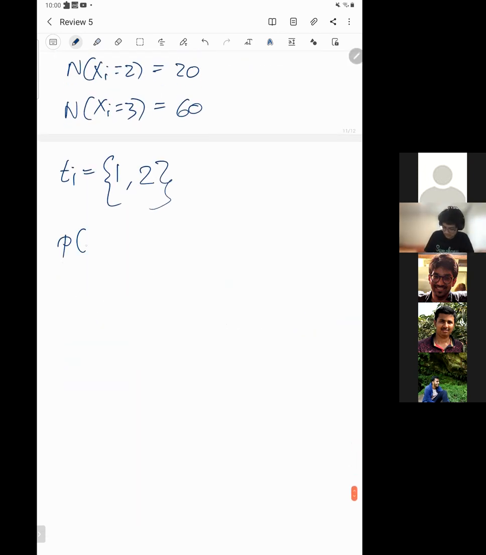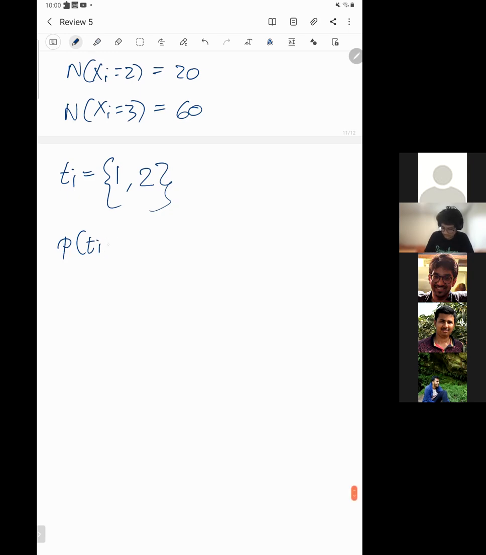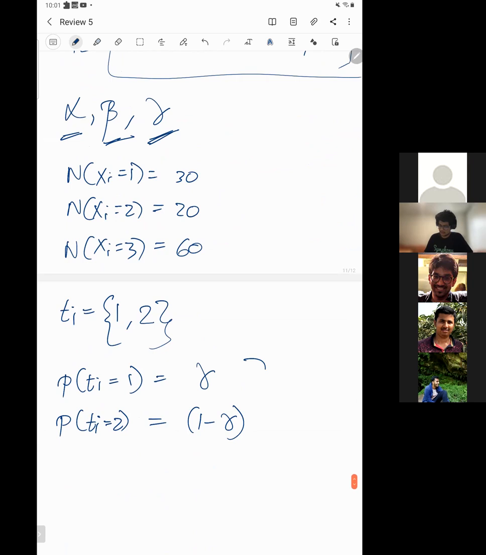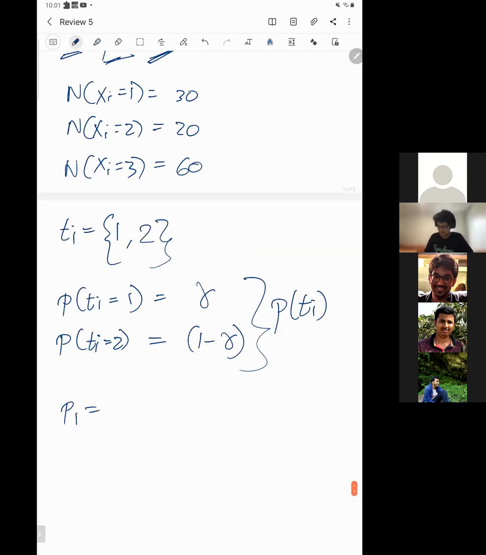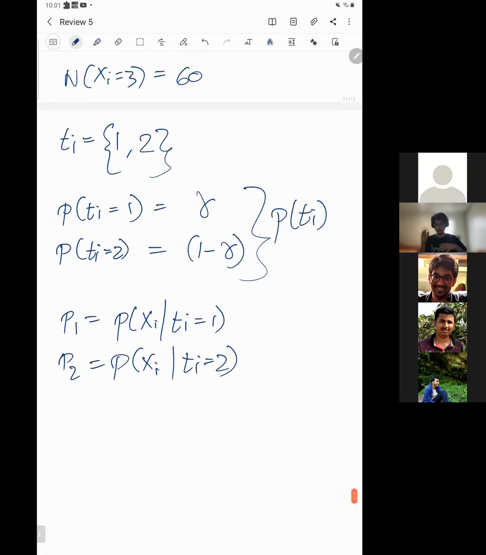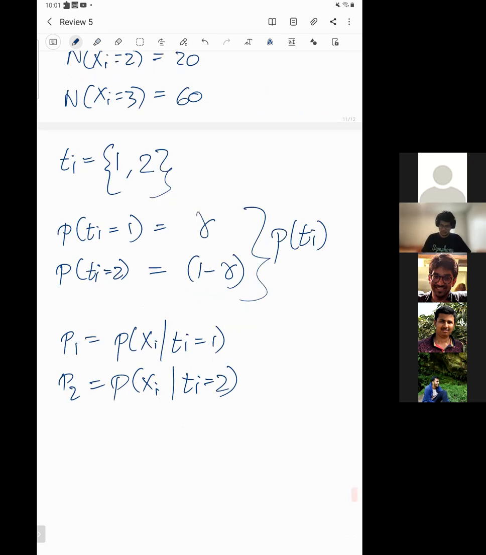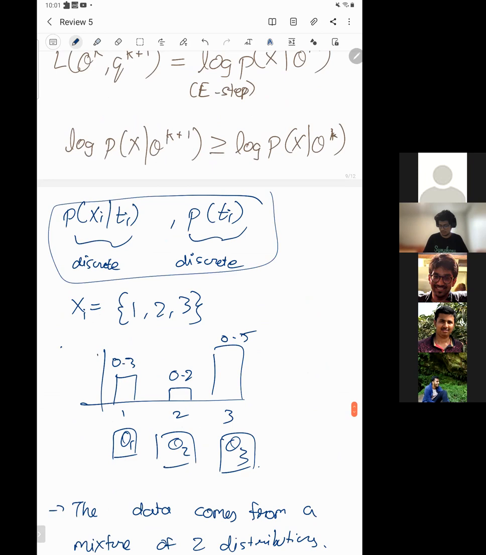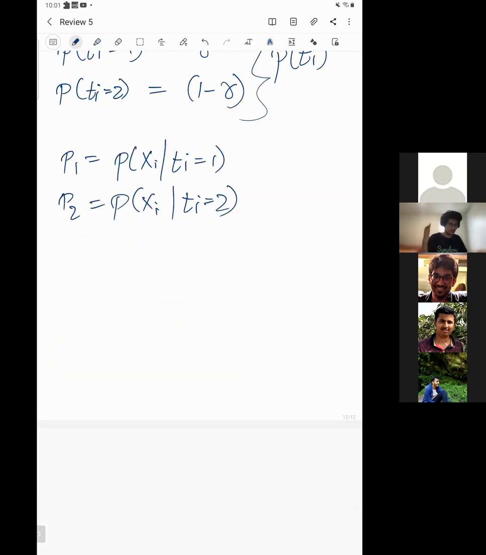So now the distribution would be: probability of Ti equals 1, the probability that the data comes from the first distribution, is this, and the probability that it comes from the second is this. So this is a distribution P of Ti. And P1 that we saw here is the probability of xi given Ti equals 1, and P2 that we saw above is the probability of xi given Ti equals 2. So you have P of Ti, and you have P of x given Ti. As I mentioned, you have these two quantities. This is the problem: you need to apply the EM algorithm to get the optimal values of alpha, beta, and gamma.